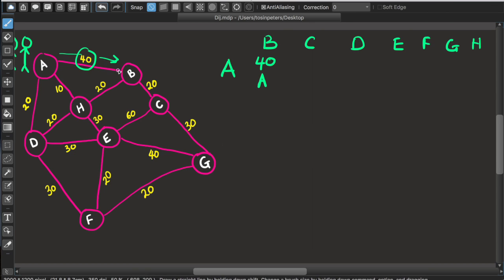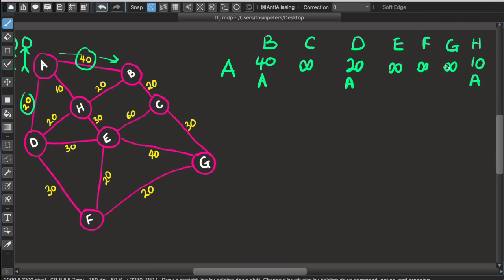A to C. Well, A is not connected to C, so we don't have any path there. So we're just going to use the infinity symbol because that's what mostly the textbooks use. But I don't know if there's any other way of representing no connection between two vertices. But anyways, we move to D. When we move to D, you can see the cost here is 20. So we say 20 from A. And then A to H is 10. So we write 10 from A. Now for the others, we just write the infinity symbol.